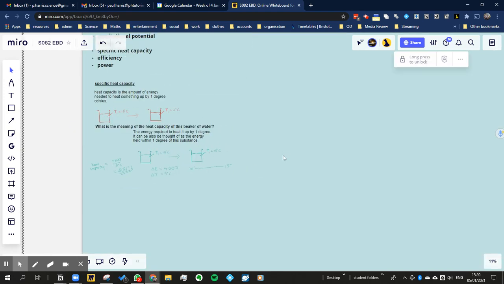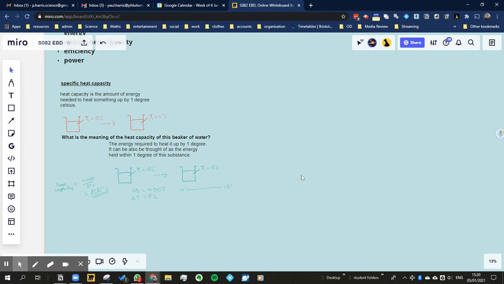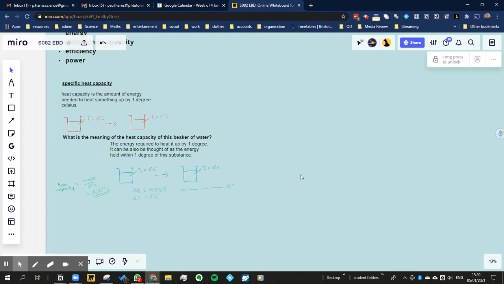Okay. So that's heat capacity, okay? Not specific heat capacity, it's heat capacity. It's the amount of energy required to heat something up by 1 degree C, okay?